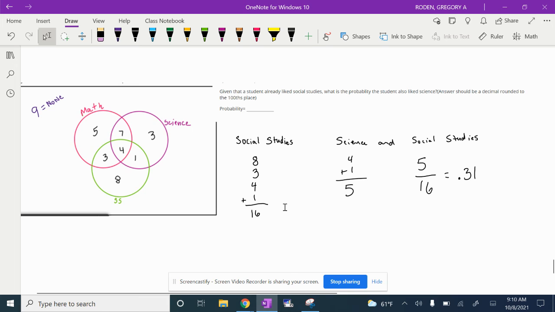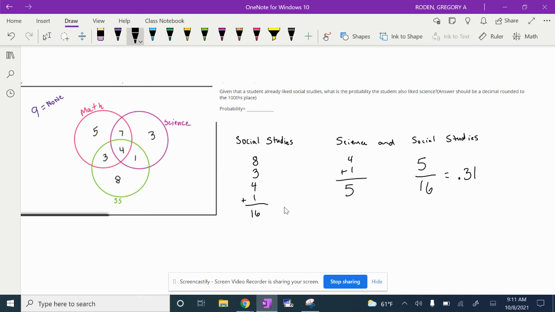Okay, so the next one says, given that a student already liked social studies, what is the probability that the student also liked science? Okay, so the first thing you have to do is you're only going to be considering the students who liked social studies. You're not going to be considering anyone else that did not like social studies because that's the key here. So the total is only the sum of the green circle here. So that's going to be the total. So you take 8 plus 3 plus 4 plus 1 and you get 16.